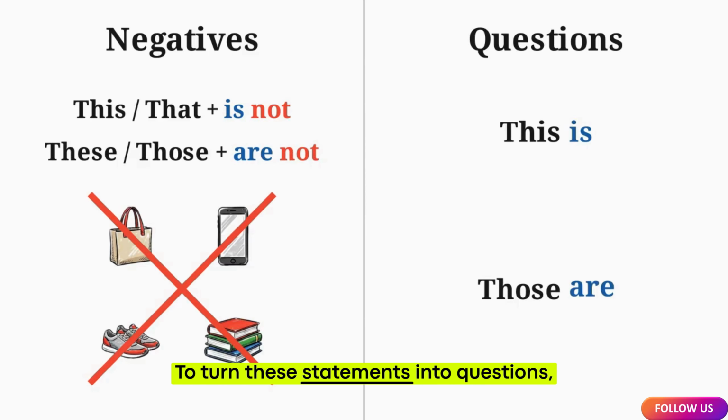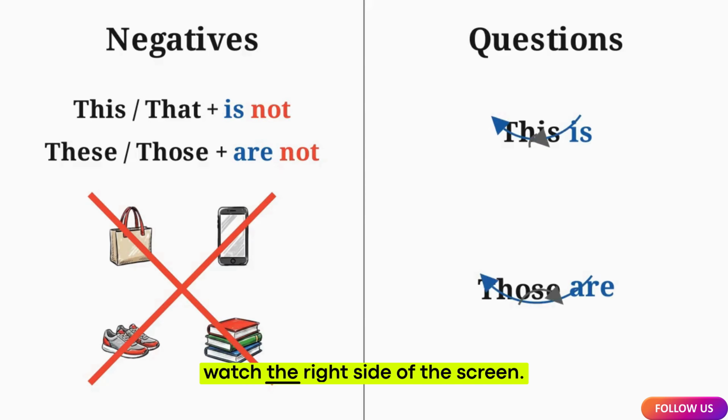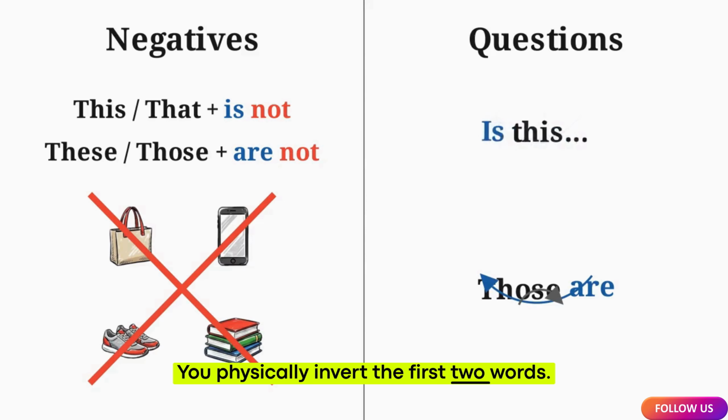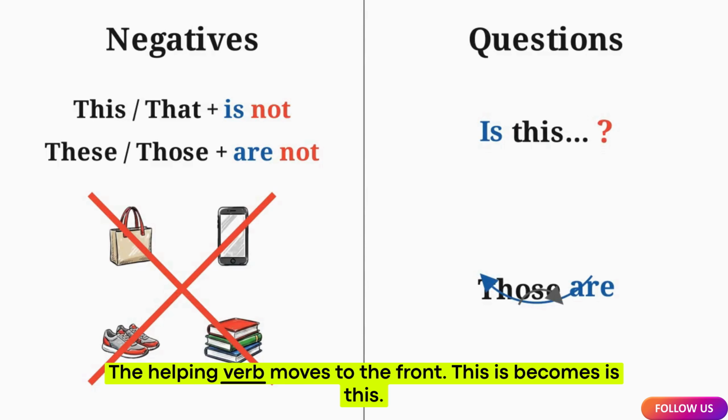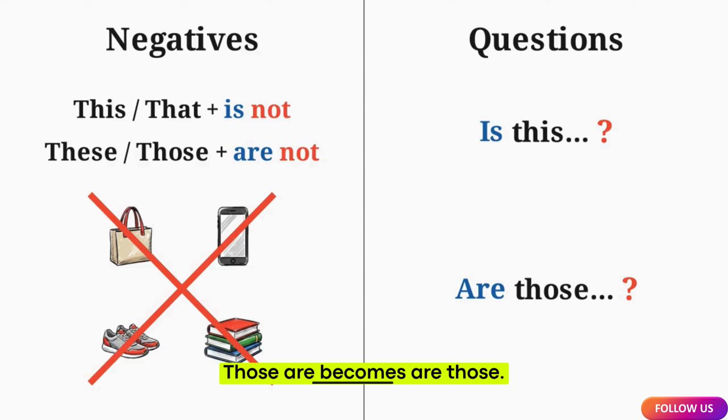To turn these statements into questions, watch the right side of the screen. You physically invert the first 2 words. The helping verb moves to the front. This is becomes is this. Those are becomes are those.